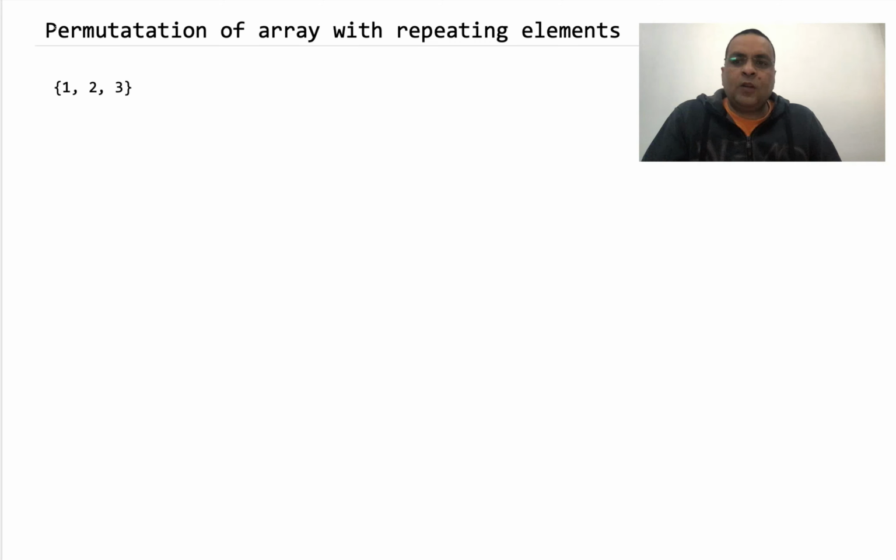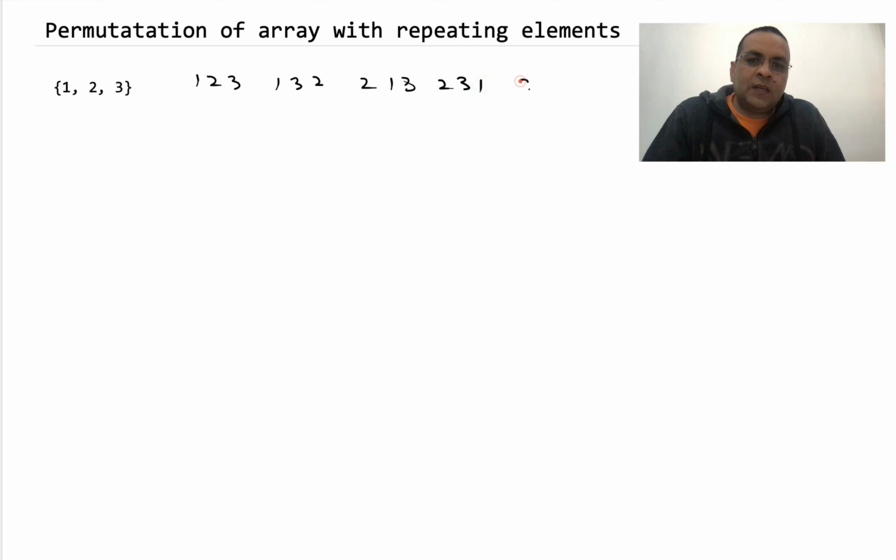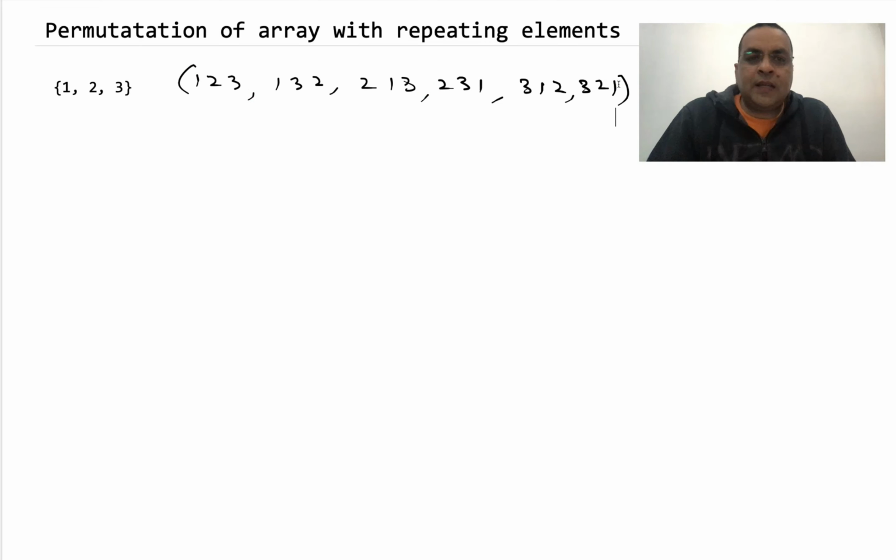So if all the elements of the array are unique and we want to print all the permutations, let's say we have three elements in the array, their permutations will be 1 2 3, 1 3 2, 2 1 3, 2 3 1, 3 1 2 and 3 2 1. So these are the 6 possible permutations of these three elements. If there are n elements, then there will be n factorial permutations, provided all the elements are unique. Here we are assuming that all the elements are unique.